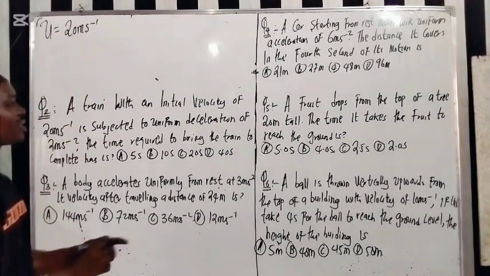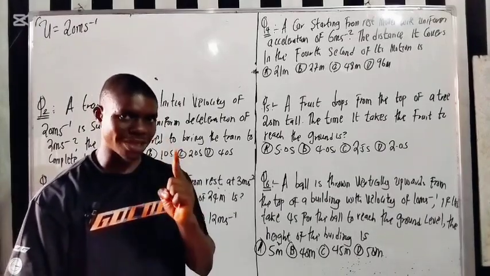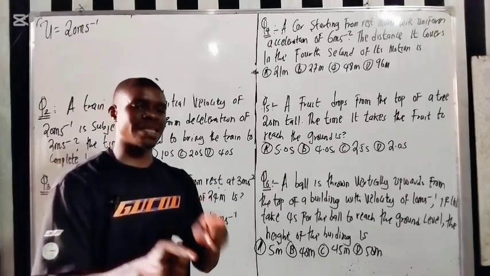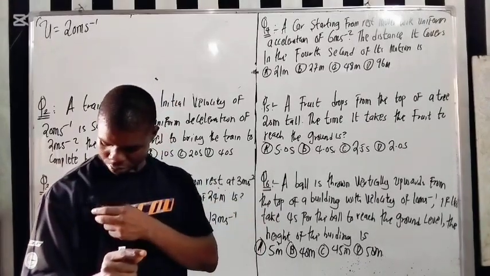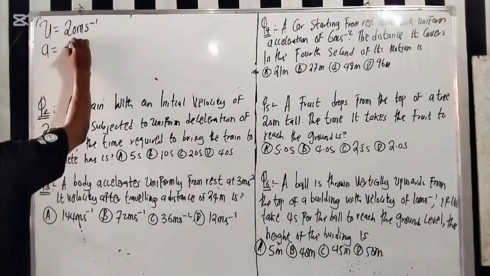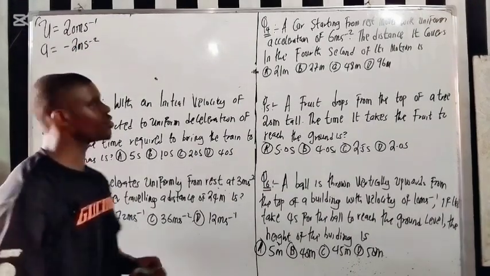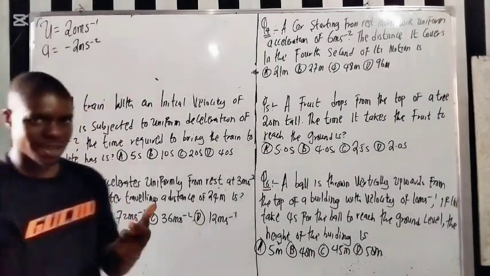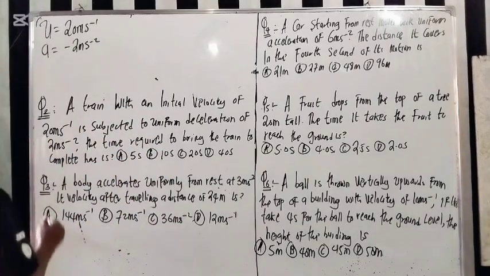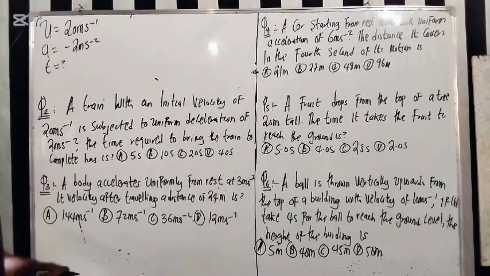It is subjected to uniform deceleration. Now, deceleration is the negative of acceleration. Pay close attention: acceleration is positive, deceleration is negative. So my a is going to be minus 2 meters per second squared. Once you see deceleration, it's minus. Now, they're asking about the time. What is the time required?